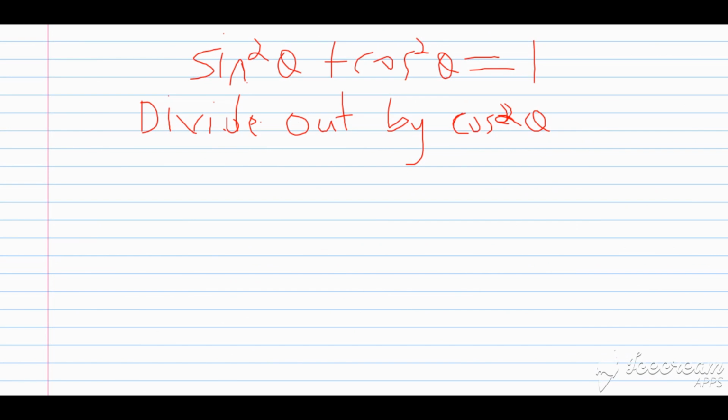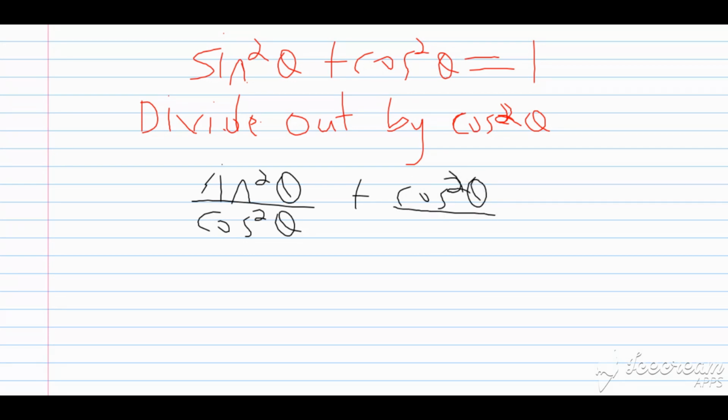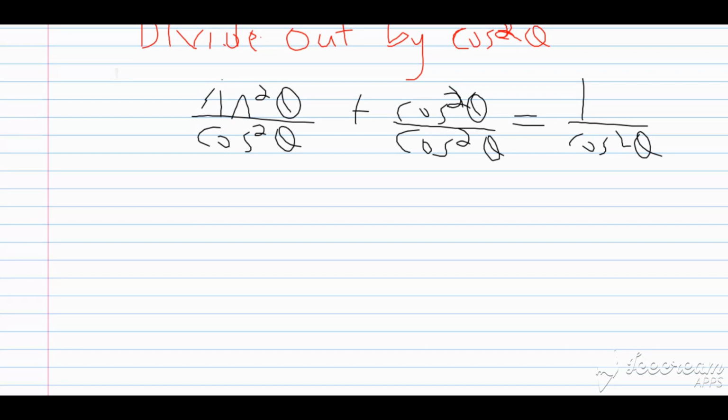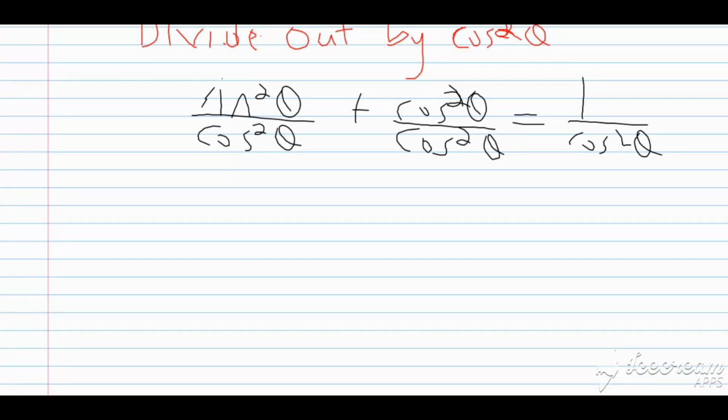For our next proof, we're going to go for a very powerful equation, sine squared theta plus cos squared theta equal to 1. And we're going to divide the entire expression by cos squared theta. So I'm going to have sine squared theta over cos squared theta plus cos squared theta over cos squared theta equal 1 over cos squared theta. Now let us see what happens.